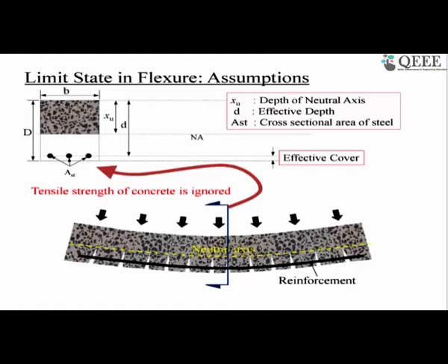Okay, so the first assumption is that the concrete cannot take any tension, and AST is the area of reinforcement that you give. For illustration purpose, I have given 3 dots here, 3 steel bars, but it does not necessarily mean that you have to provide 3 longitudinal bars. You can have any number of bars.